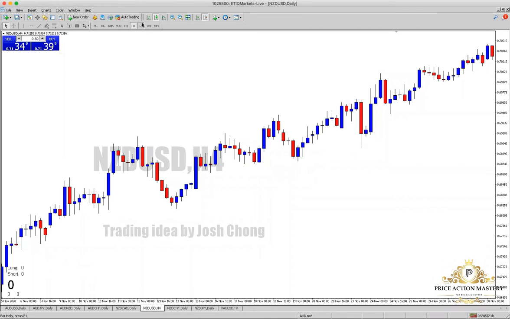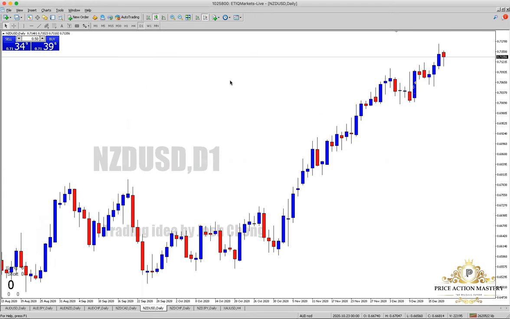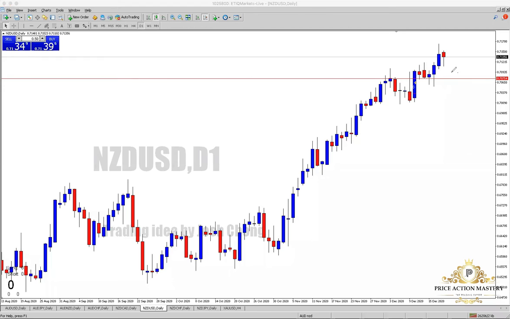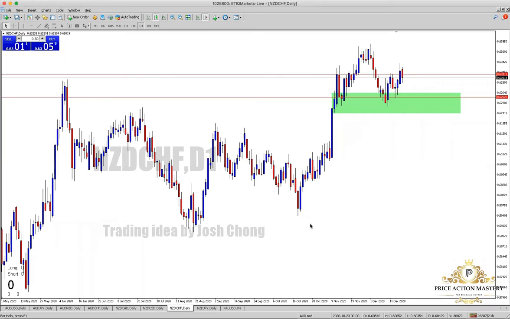Let's see NZD dollar. NZD dollar, very clear upside exposure. This will be my key level and I'm going to wait over this level to have my buy order. Next will be New Zealand Swiss franc.